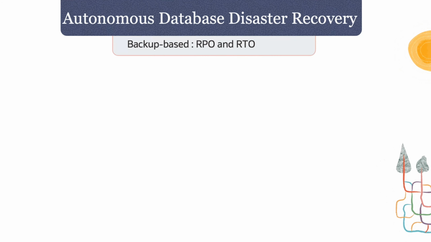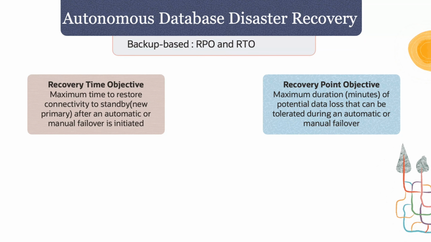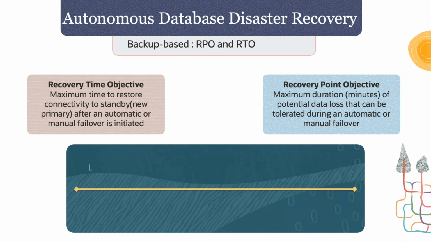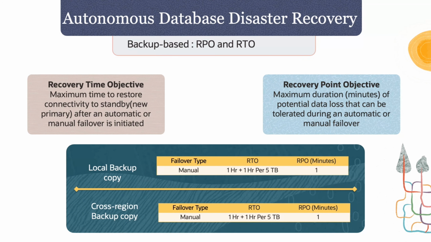Now let's take a quick glance into the RPO and RTO during manual failover to backup-based DR, similar to what we have seen in autonomous data guard. In case of either the local peer backup copy or the cross-region peer backup copy, during manual failover, the RTO is 1 hour plus 1 hour for every 5 TB, and the RPO is 1 minute. That is, you'll lose maximum of 1 minute of data.